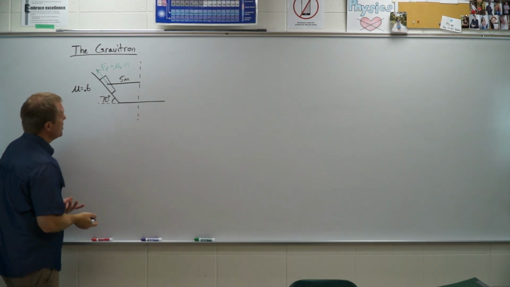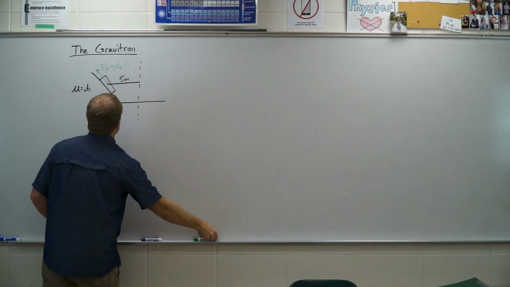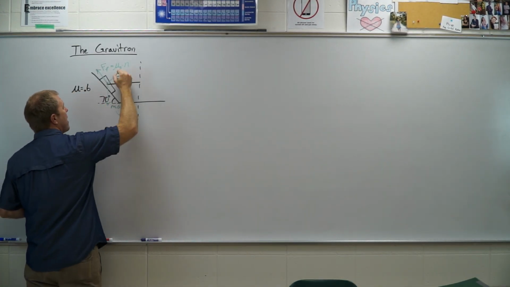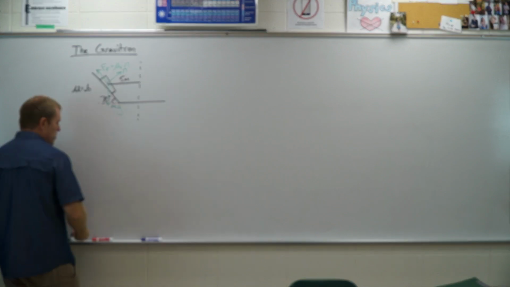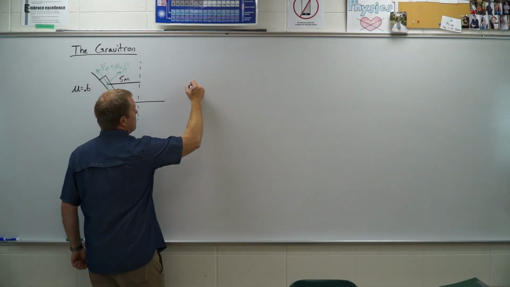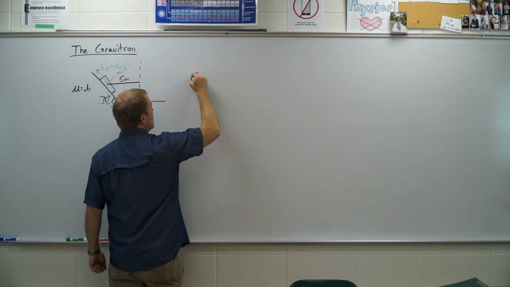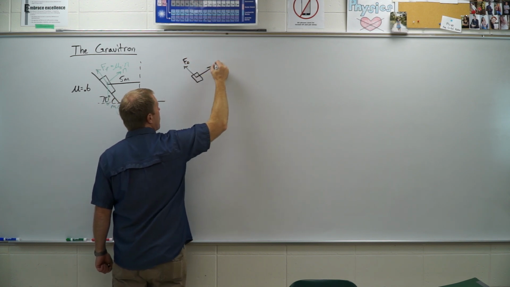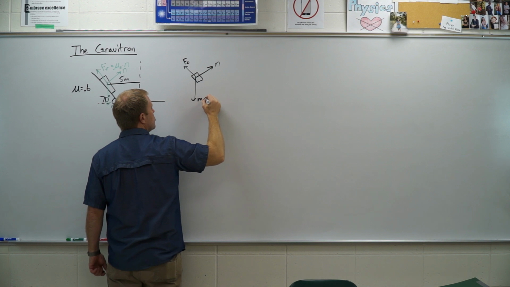So we're going to start by drawing a free body diagram. We have the force of friction on there. We also have gravity, mg, and we also have a normal force, N. So with those three, let's draw a little bit better picture here. So I have force of friction, I have normal force, and I have mg.